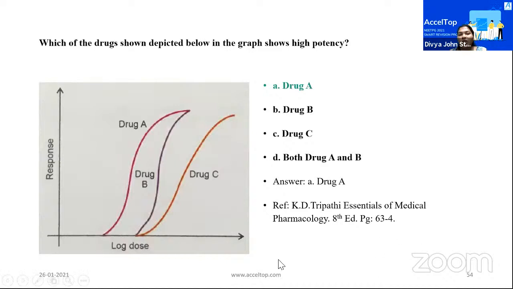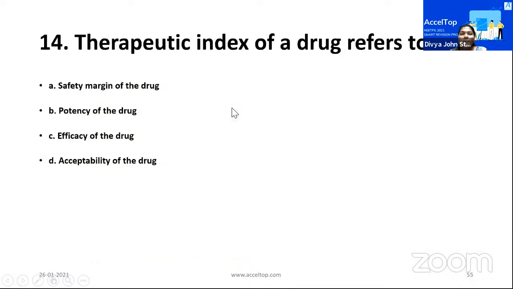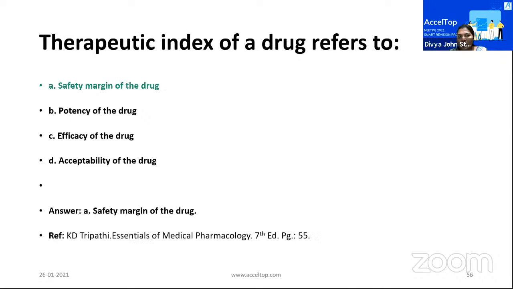So now you know for sure that drug A is highly potent, drug B and C have comparable potencies, and which is more effective you cannot say because they are almost the same heights. Okay. Next is your therapeutic index. So therapeutic index, by definition, is the safety margin of the drug. So you should not have any doubts with this. So this is already done concept, right?